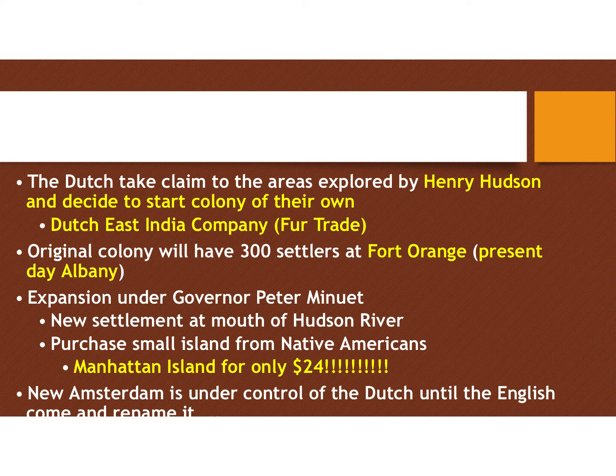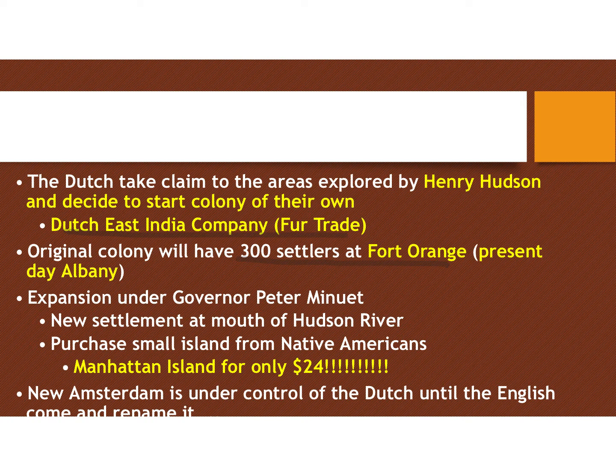So this slide goes through the areas that the Dutch took claim to thanks to Henry Hudson. Right, they established the Dutch East India Company, which is a fur trading company. The colony that the Dutch set up originally had 300 settlers at Fort Orange, which was one of the most northern parts of the Hudson River. It's present-day Albany. Okay, and the Dutch colony expanded under Governor Peter Minuet when he purchased the island of Manhattan from Native Americans, and he purchased Manhattan for only $24. That was a pretty good deal, being what Manhattan is today.